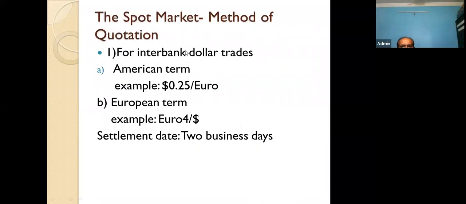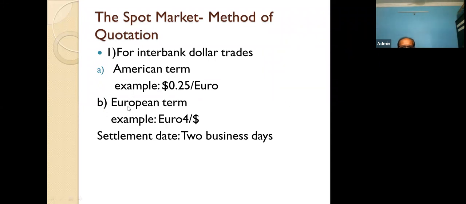Now this slide speaks about the method of quotation, how quotations are offered particularly in the spot market. The method of quotation for interbank dollar trades follows the American term. The example is dollar oblique euro. So this is the American term.